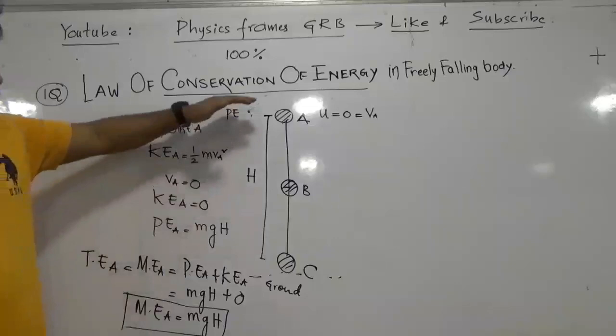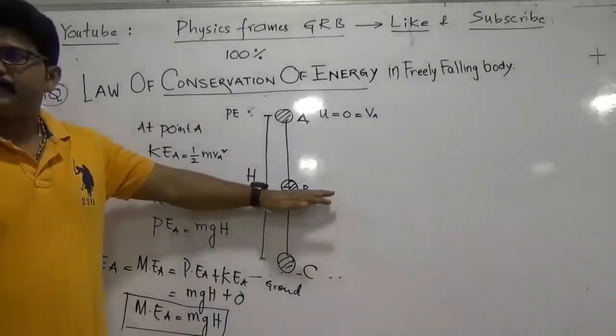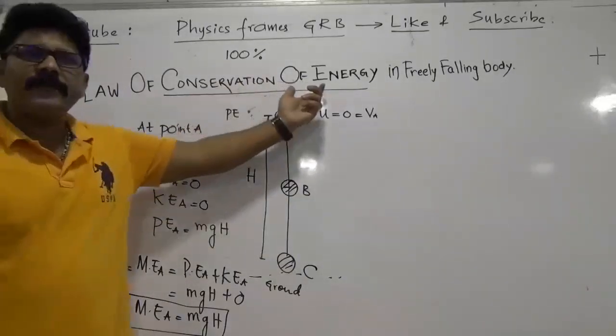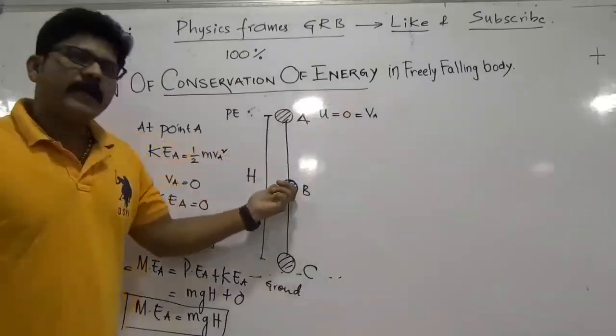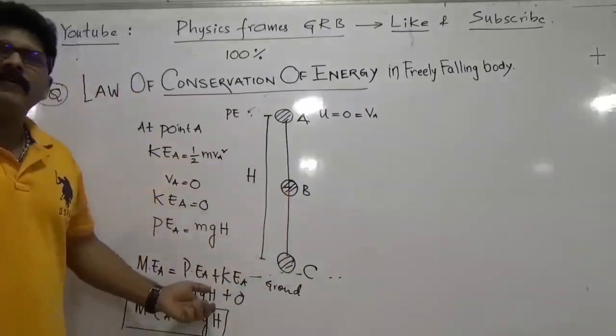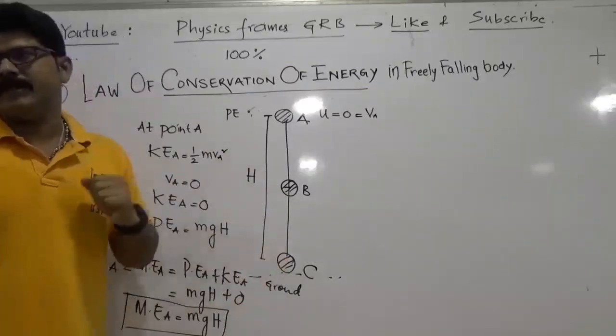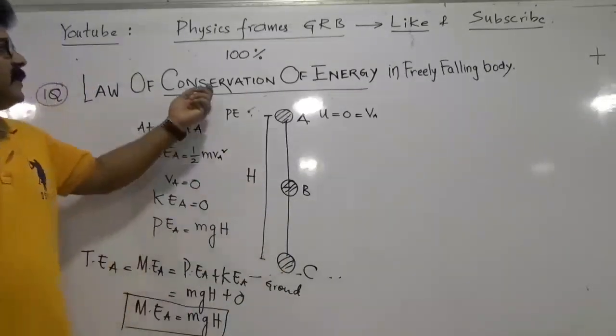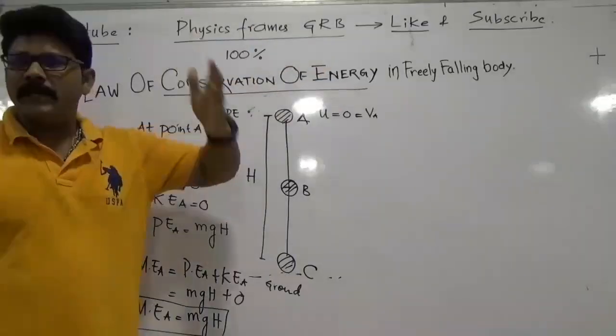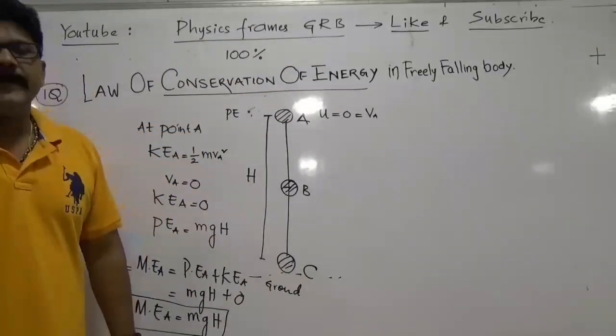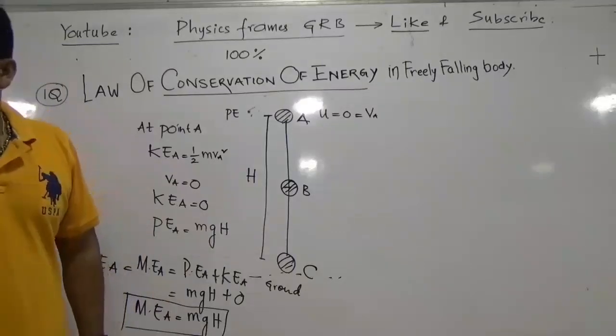Now, next we are coming to this part. So here, conservation of energy means even at point B also you should have mgh, and at point C also you should have mgh. Then only we will be saying it as conservation of energy in the case of a freely falling body.